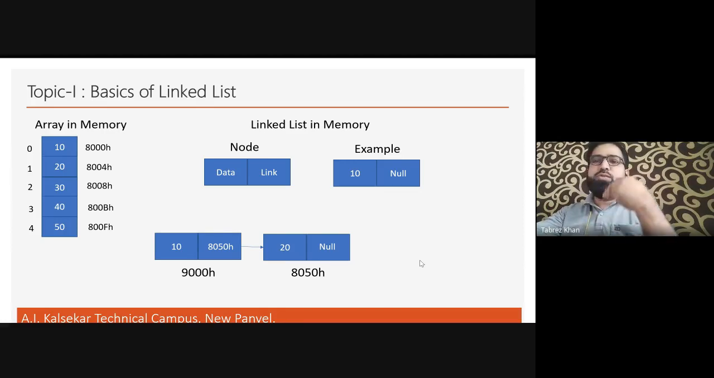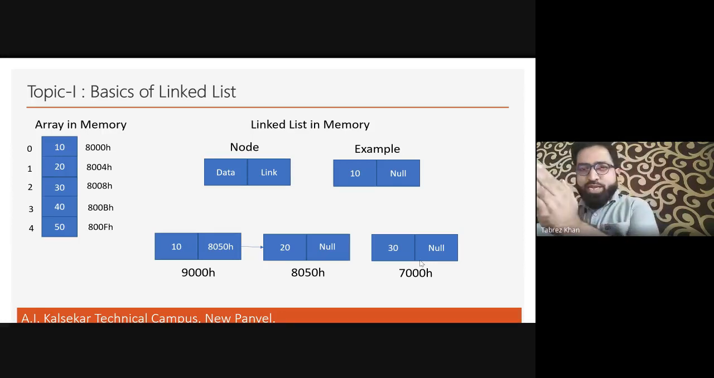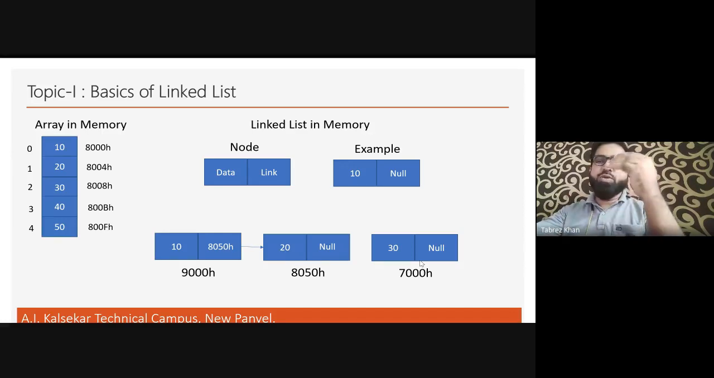Now I want to insert one more node into my list, which is pointed to by the head pointer. For that, first I will create a node with the help of the malloc function. I will put data into the data part and null into the link part, and this is present at memory location 7000H. So I need to traverse my list. Traversing a list is nothing but starting from the first node and going to the last node. From the first node, you go to the second, from second you go to the third, and so on.